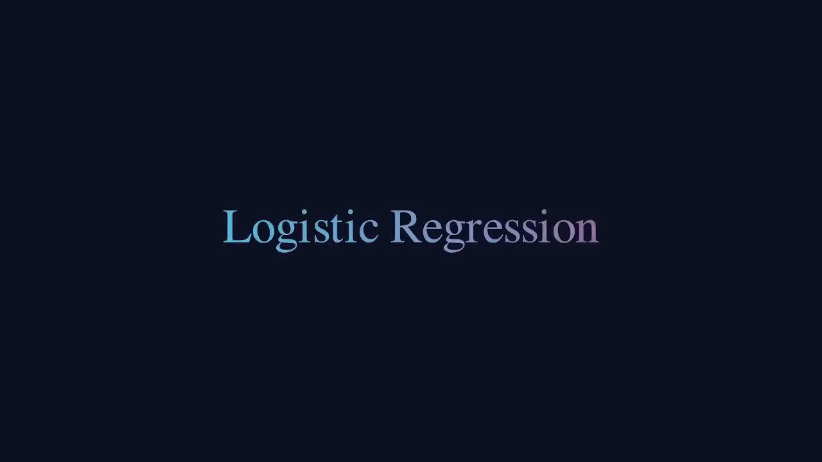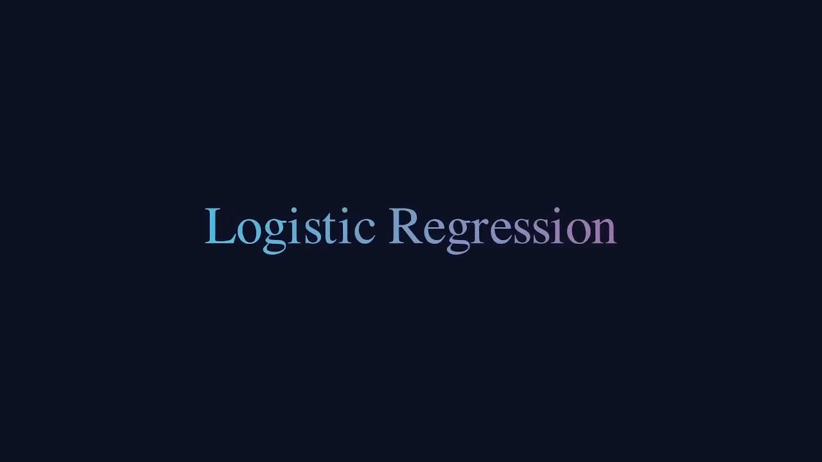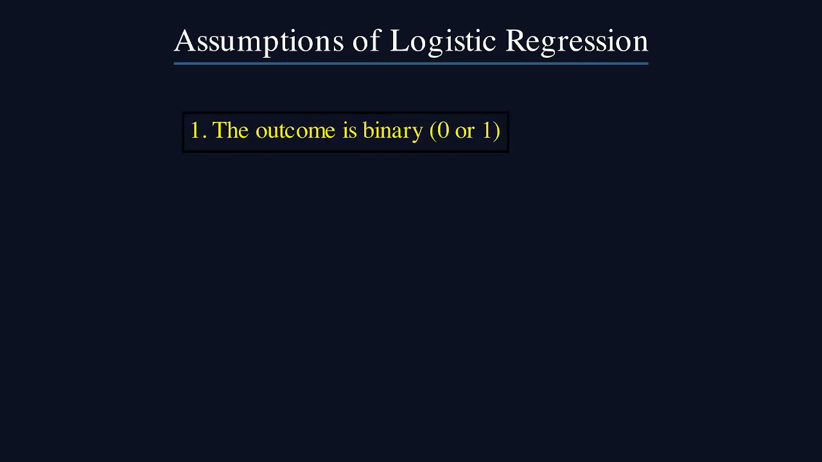Hey all, today we will understand what logistic regression is, how it works, what the assumptions behind it are, and what the mathematical formulas behind it are. The first assumption in logistic regression is that the outcome has to be binary. It has to be yes or no. For example, in email classification, the email is either spam or not spam.